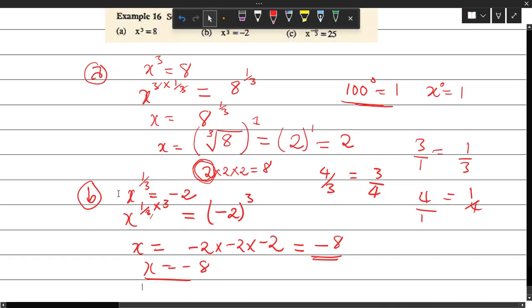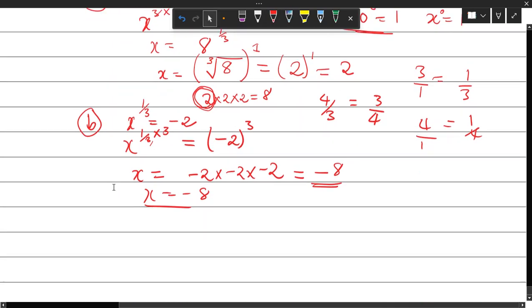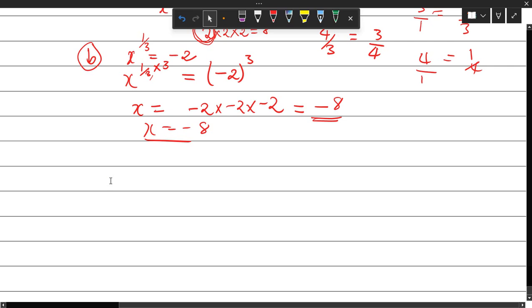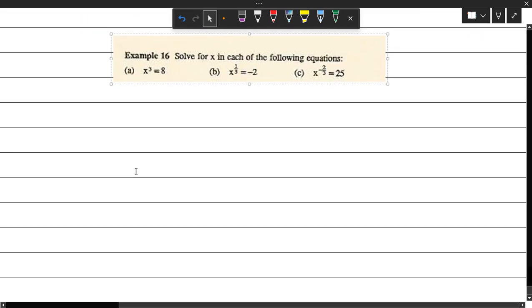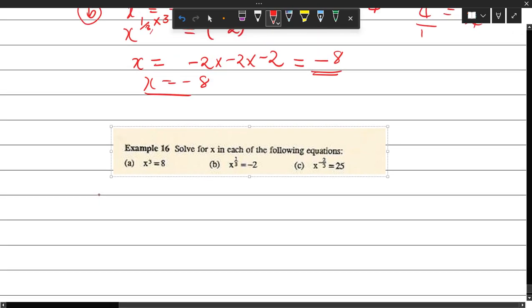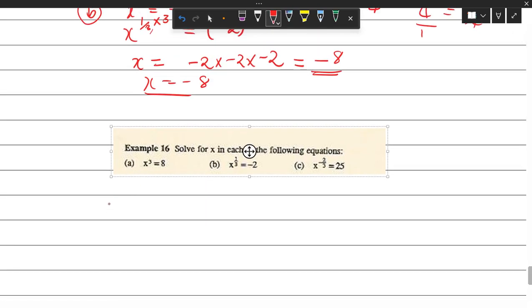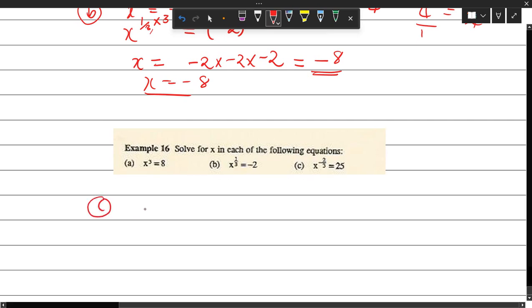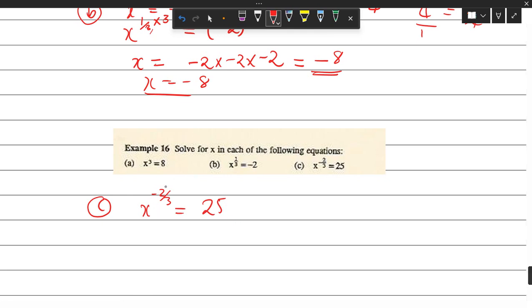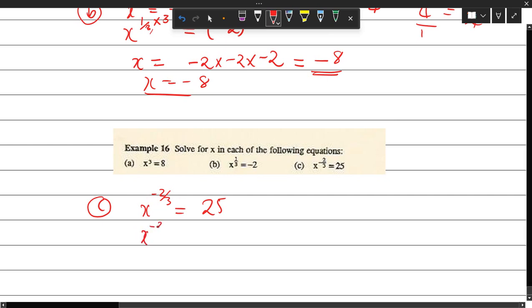Then let's solve part C. Let me just paste it here. Okay, so I have more room here. So we have part C now. So C, we have x negative 2 over 3 equals to 25. Okay, equals to 25. So those who remember, I said for you to get rid of this, you multiply by the reciprocal.